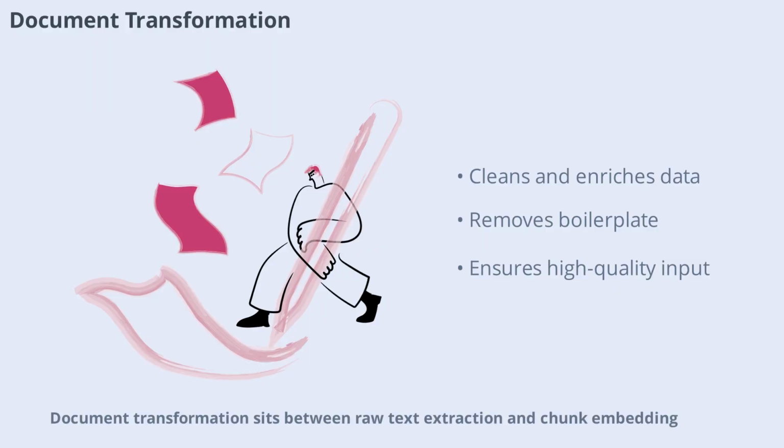Document transformation sits between raw text extraction and chunk embedding. It cleans and enriches data by removing boilerplate markup, translating languages, normalizing text, or generating summaries. For example, a web crawler might strip out HTML sidebars and footers, leaving only the instructional content for embedding. This step ensures that only high-quality, relevant information is processed.